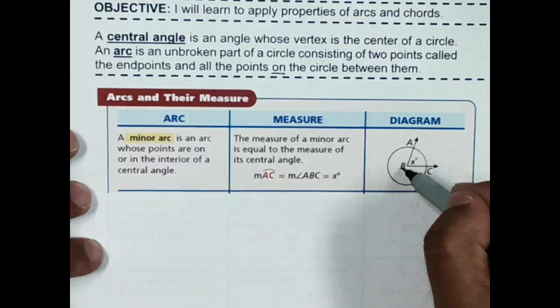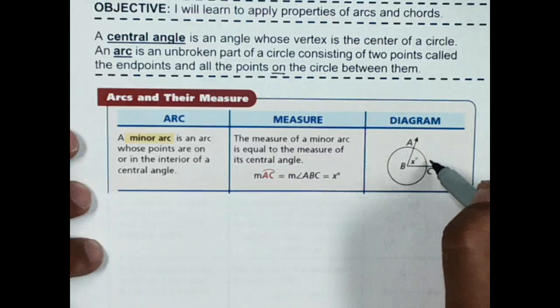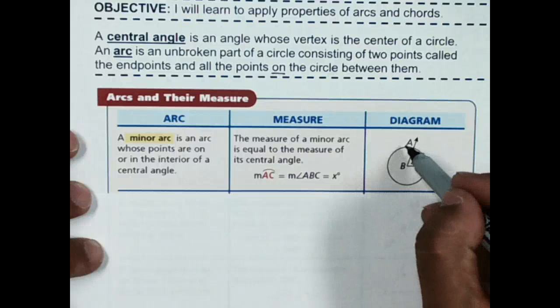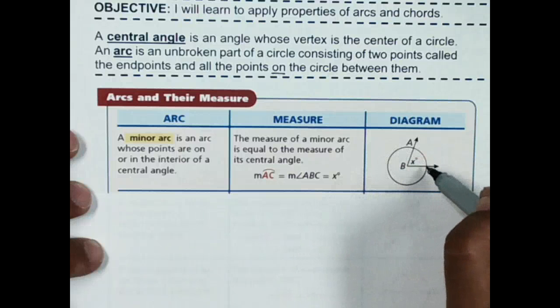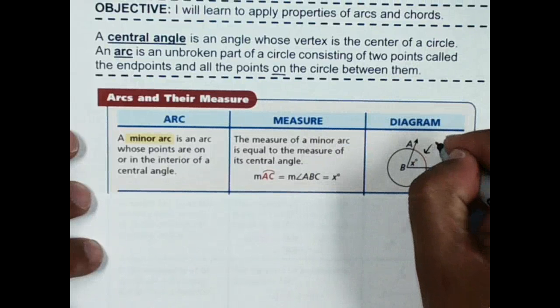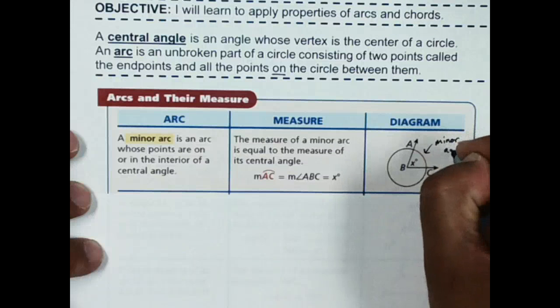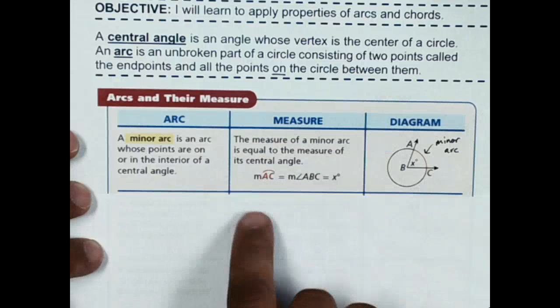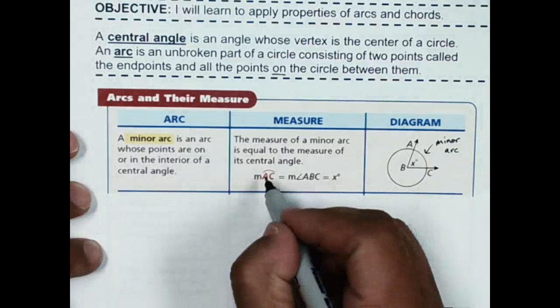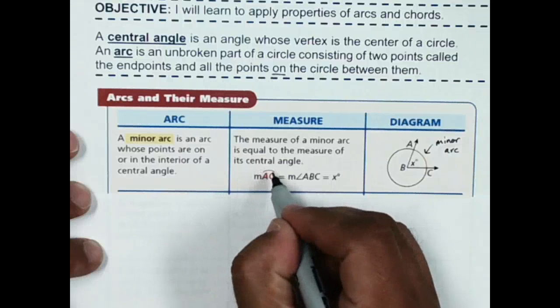So ABC, that angle right there, this angle X, that's a central angle. That cuts the circle into two pieces. There's this piece right here, and then there's this bigger piece going in the opposite direction. This smaller piece right here, that's my minor arc. Here is how you would note it: the measure of arc AC. Notice that this little curve tells you that you're talking about an arc.